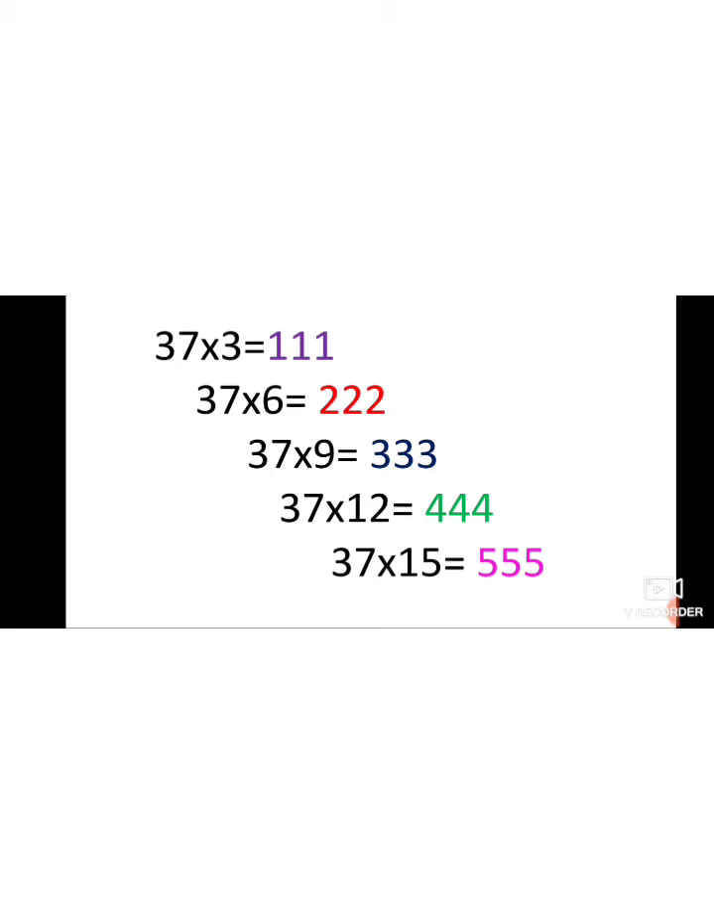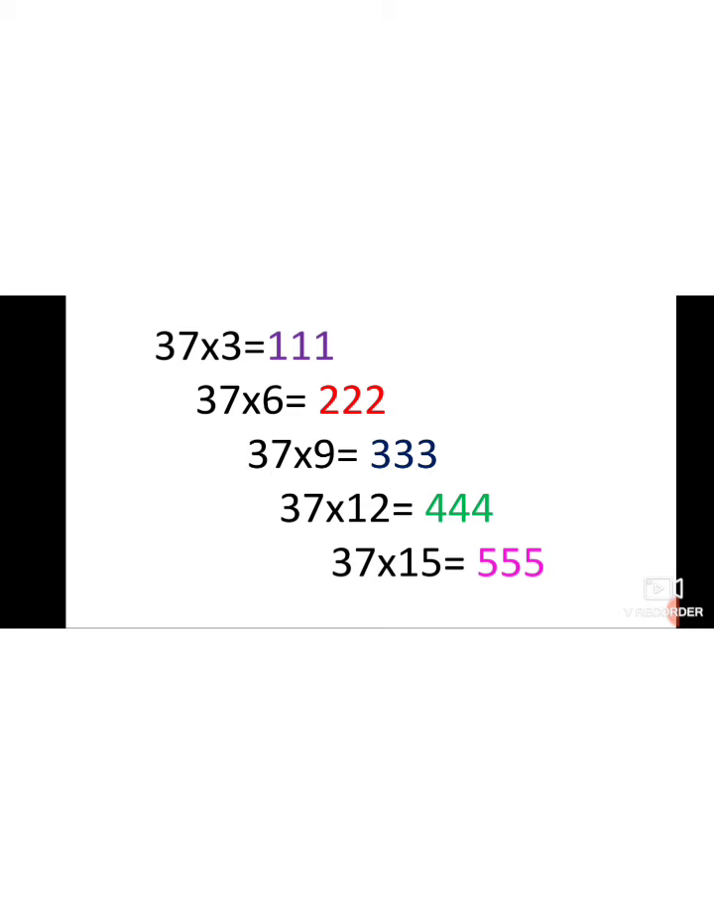111, 222, 333, 444, 555. You continue doing the rest in your rough book. After 15 will be 18. So you write the table of 3 and use that to multiply 37 to find the rest of the numbers. Now once you get these numbers, you know automatically 37 multiplied by 18 will be 666. 37 multiplied by 21 will be 777.